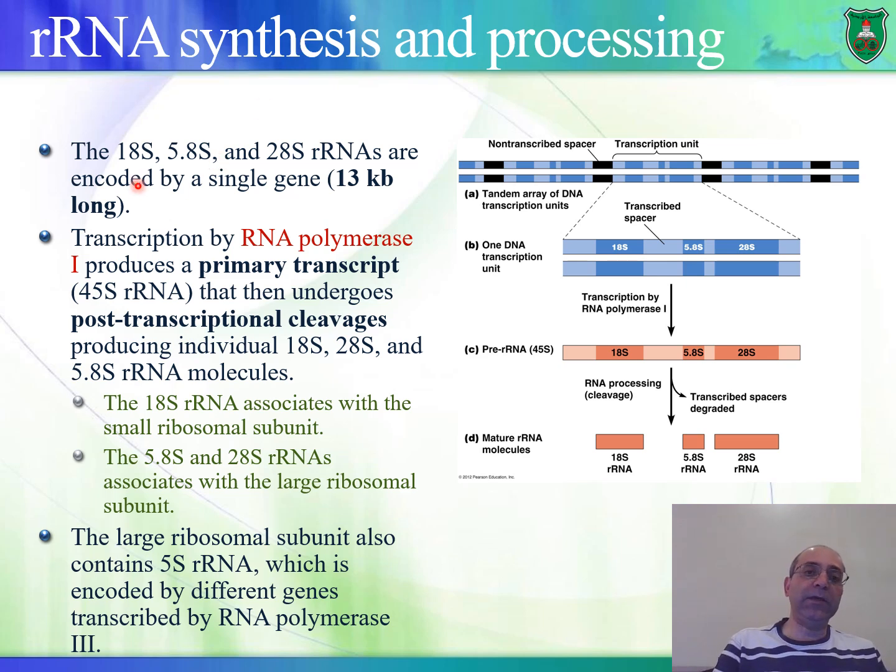So these 3 ribosomal RNA molecules are produced from these genes, and they are produced as one primary transcript, or one primary RNA molecule. And then it gets processed. So this RNA molecule is cleaved specifically into the 3 ribosomal RNA molecules, the 18S, the 5.8S, and the 28S. Okay. So this is known as post-transcriptional processing.